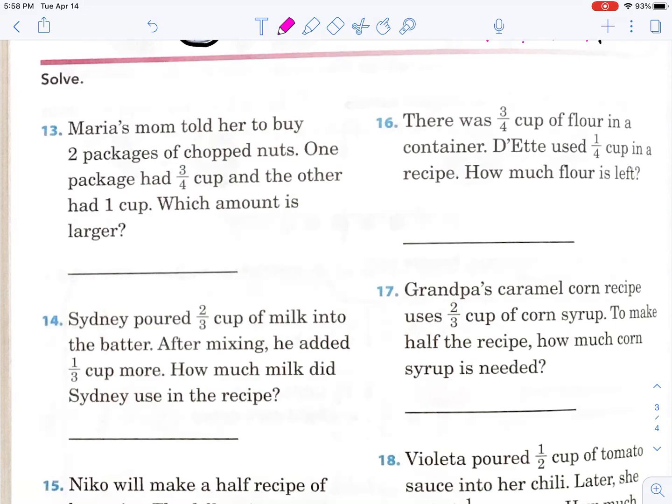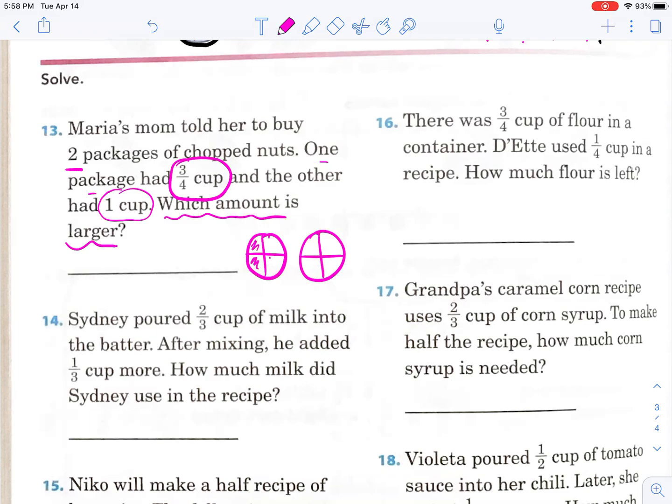Let's read them together. Maria's mom told her to buy 2 packages of chopped nuts. One package had 3/4 cup and the other had 1 cup. That's weird that they were different. Which amount is larger? So what are they asking, boys and girls? Are we adding things, splitting things? It's just saying what is more? 3/4 cup or 1 cup? You probably don't even need to draw the picture to see this. What's more? 3/4 cup or 1 cup?